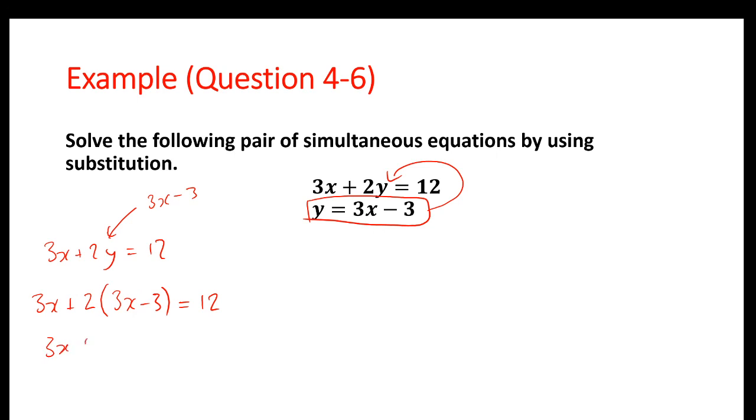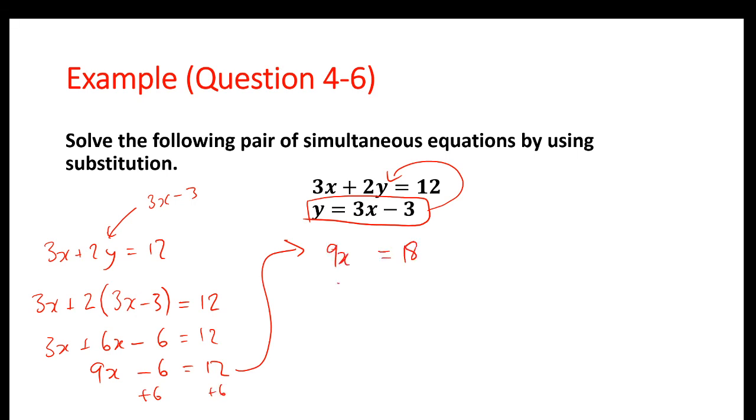Expanding out, I get 3x plus 6x minus 6 is equal to 12, which is the same as 9x minus 6 is equal to 12. Adding 6 to both sides, 9x is equal to 18. Then dividing both sides by 9, we get x is equal to 2. So that's my first value. Now I need to substitute it into one of the other two equations to work out what my value of y is.